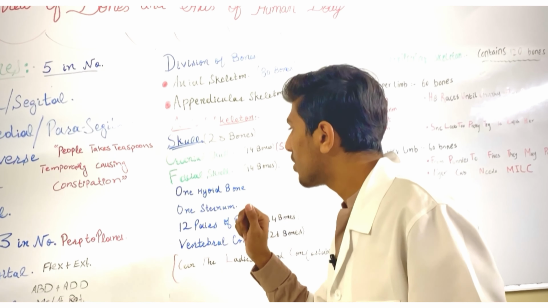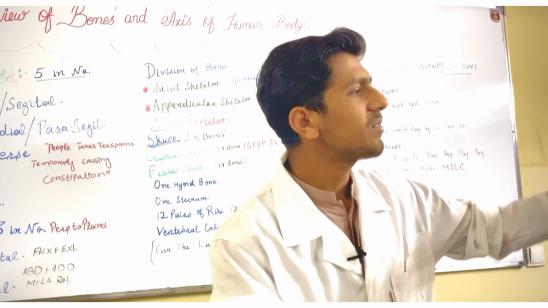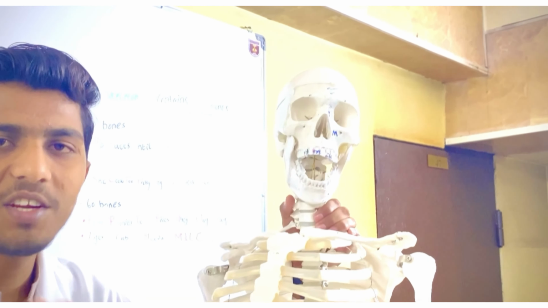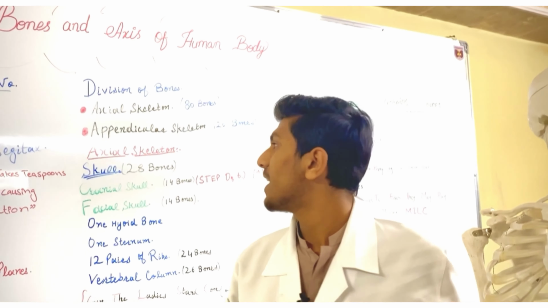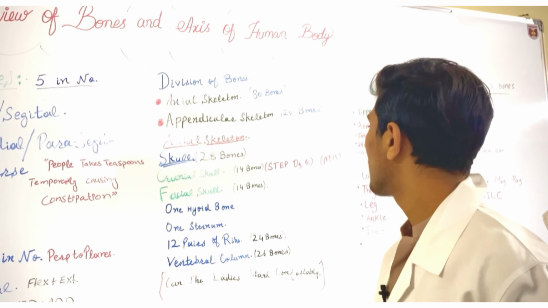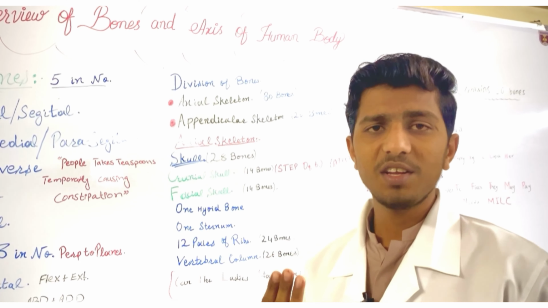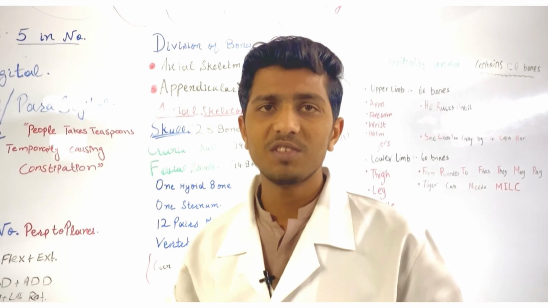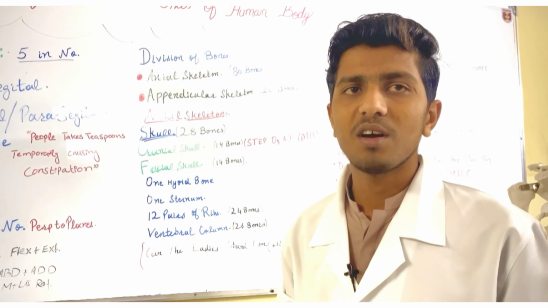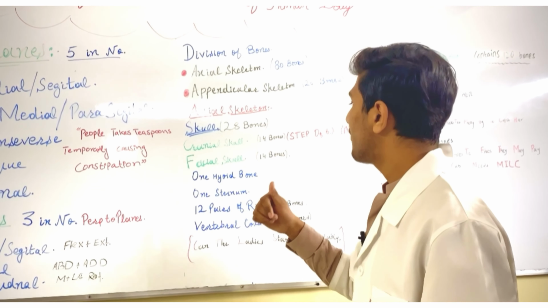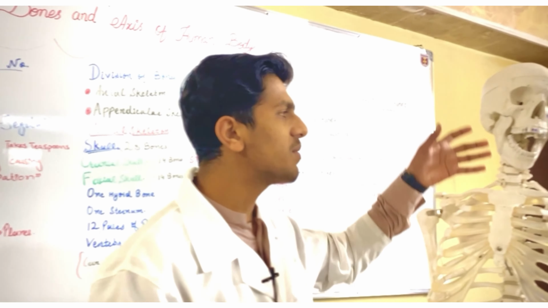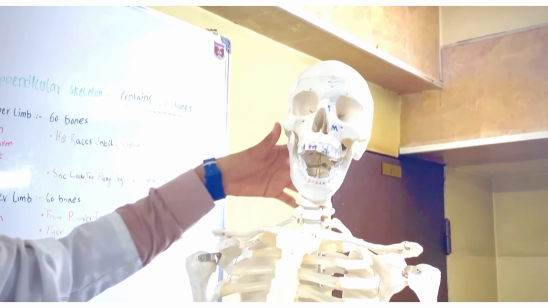The paired bones of the cranial skull are, you can see over here, two parietal, two temporal and three auditory bones. In order to remember the three auditory bones, the mnemonic is MIS: malleus, incus and stapes, which are present in our ear. That's why they are auditory bones. So the facial skull contains 14 bones, of which 6 are paired bones and 2 are unpaired bones.